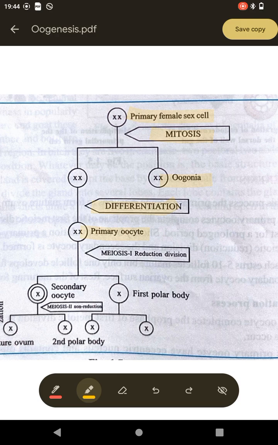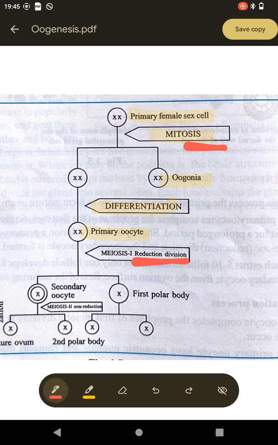Now the primary oocyte, what happens first? Here the mitosis occurs, but in the primary oocyte now the reduction division, that is the meiosis, will start, and this meiosis will not complete until fertilization. Meaning the meiosis that starts in prenatal life in the ovary, in the primary oocyte, will resume at puberty, and when fertilization occurs, then it will complete, otherwise it will remain at rest.